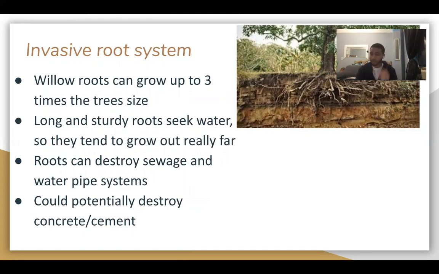They can destroy water pipes and concrete systems. For example, let's say a willow tree was planted on a sidewalk. If the roots grow too big and too long, they can make the concrete rise up, and it would destroy the whole structure of the concrete.